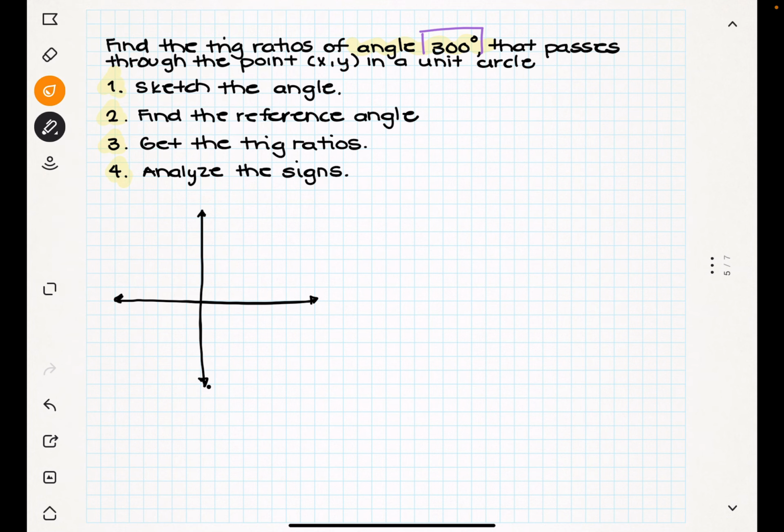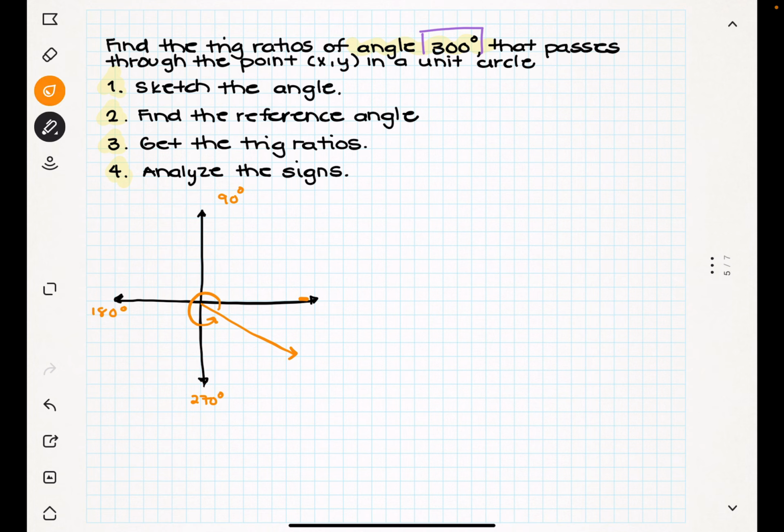So angle 300 is going to be somewhere. This is a sketch, remember? It's going to be somewhere over here. We know that the 300 went all the way here. Remember, this is 90 degrees, this is 180 degrees, this is 270. So it's somewhere in my fourth quadrant, somewhere over here. So that's my angle, this is my angle 300.